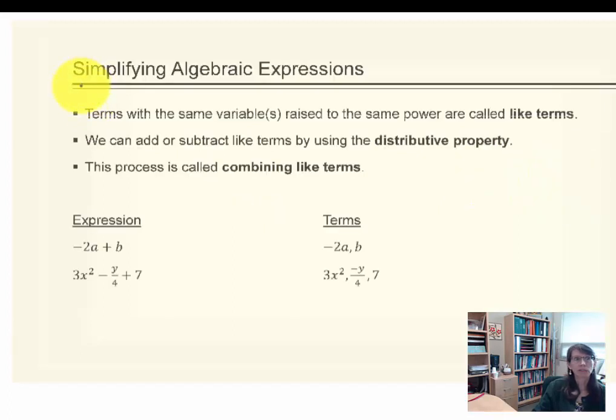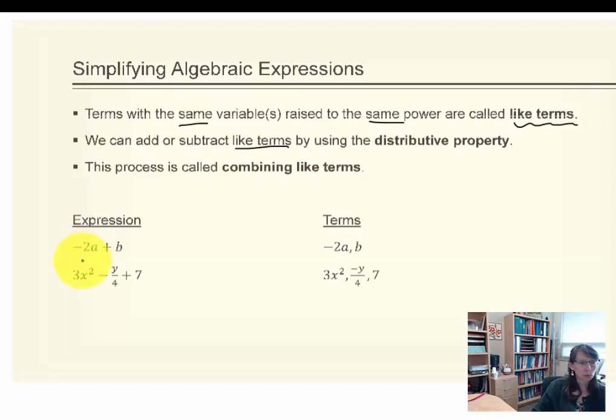Now, when we're simplifying algebraic expressions, it's important to know a few vocabulary terms. So terms with the same variables raised to the same power are called like terms. We can add or subtract like terms by using the distributive property. This process is called combining like terms.